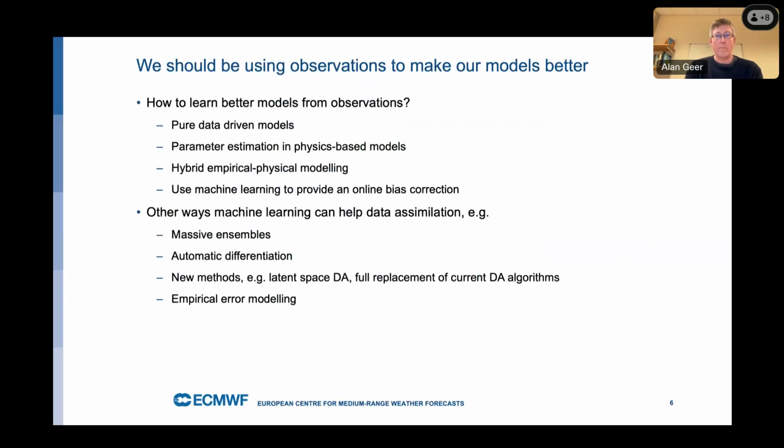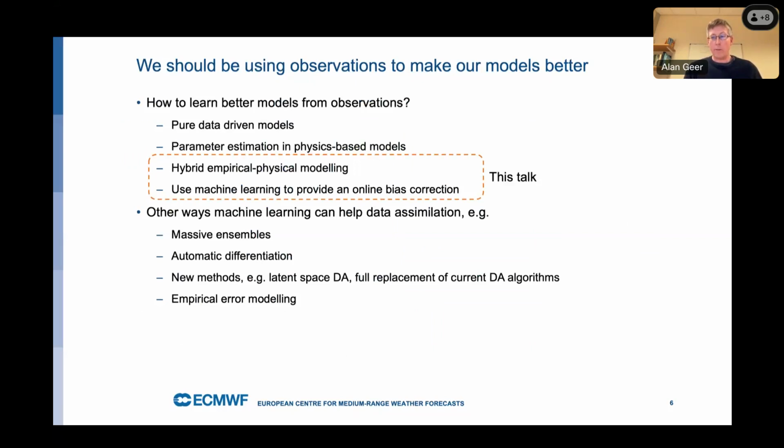So how should we be using observations to make our models better? We've seen the pure data-driven methods, and we'll hear a lot more about that later. Parameter estimation I've skipped over, but really the focus of this talk will be what I call hybrid empirical physical modeling, which I'll explain as we go along, or machine learning to provide an online bias correction, which will be later in the talk. And so those are the two specific applications I'll focus in on.